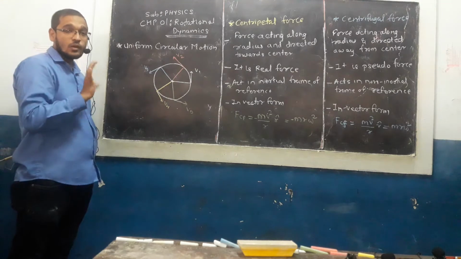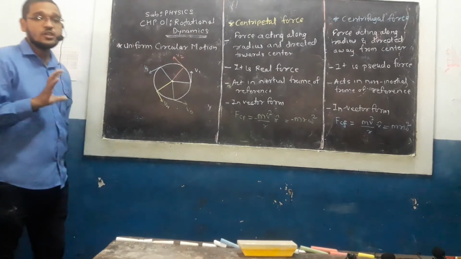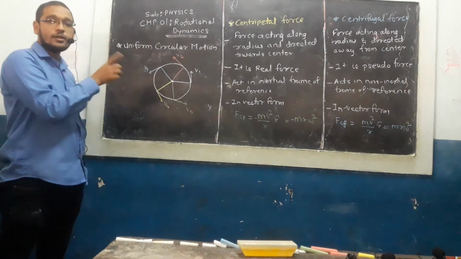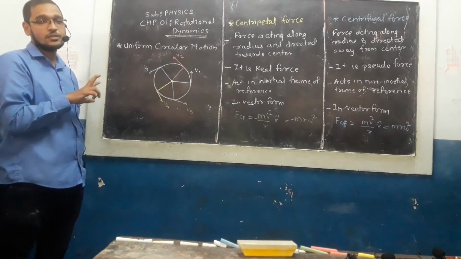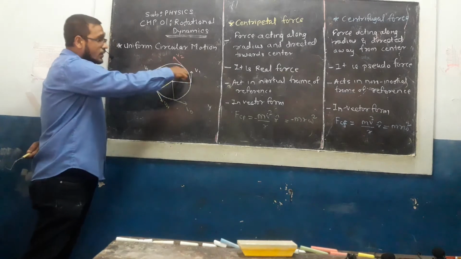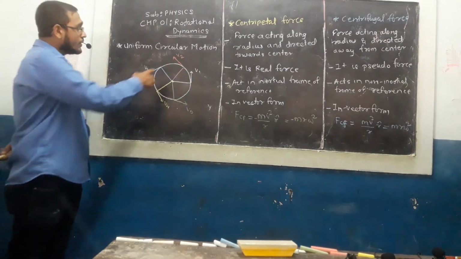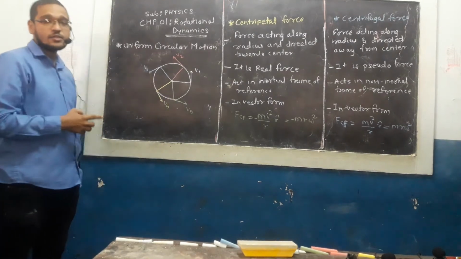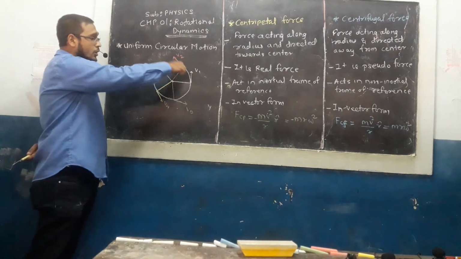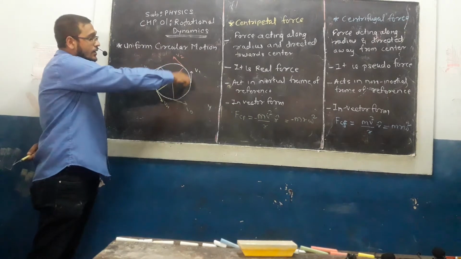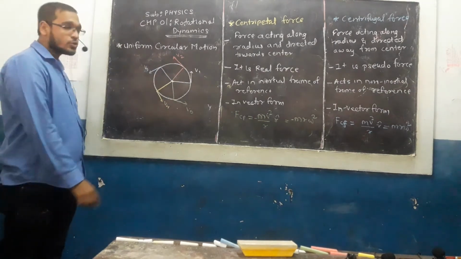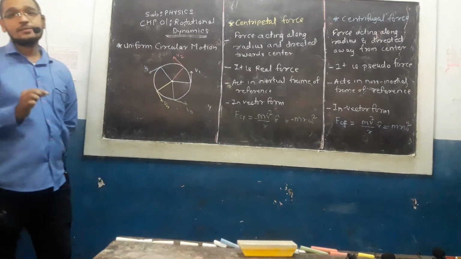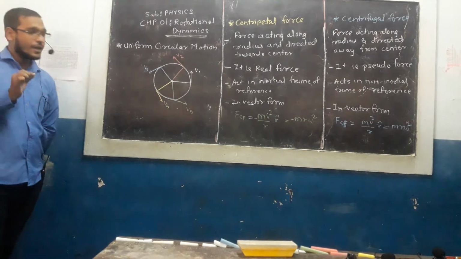So what is the definition of acceleration? Change in velocity. And velocity changes when either its magnitude changes or its direction changes, or both are changing. Now here the magnitude is the same, but the direction goes on changing. So there is a change in the velocity, and as there is a change in the velocity, there is acceleration in the body. So when a body is moving in uniform circular motion, the body is accelerated.